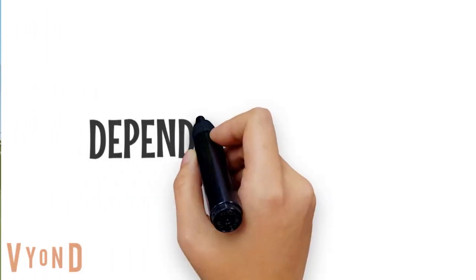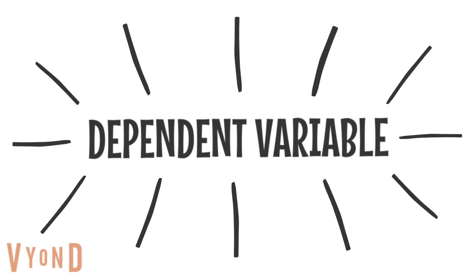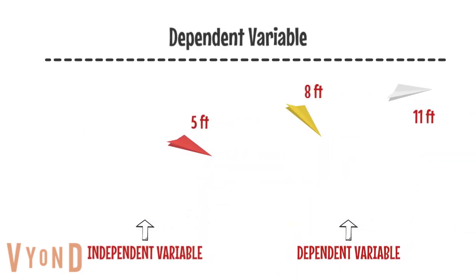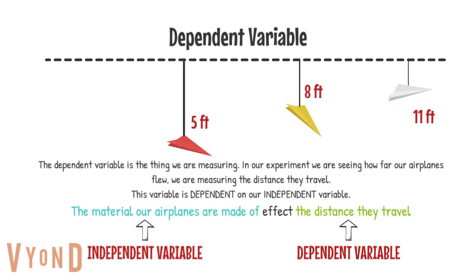The last type of variable, the dependent variable, is what we are trying to measure. In this case, how far our airplanes flew. It helps me to remember that the dependent variable is ultimately our data. This variable is dependent on our independent variable. How far the airplanes flew was dependent on the material that they were made of.